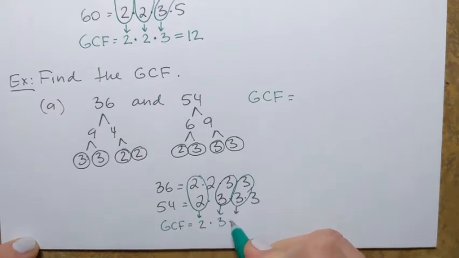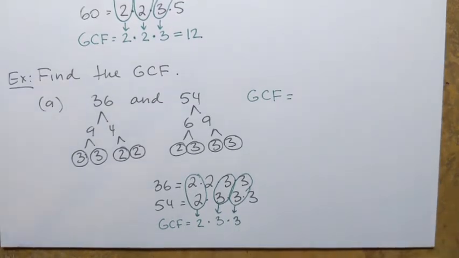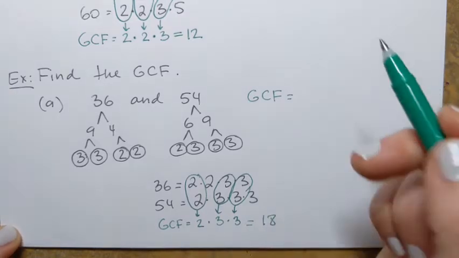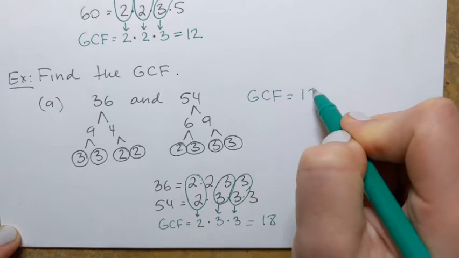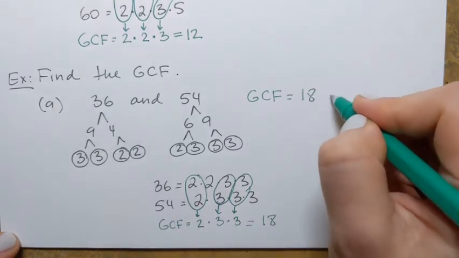But if we put them all together and multiply them out, we're going to get the largest or the greatest common factor. So that is 2 times 3, that's 6, and 6 times 3, that's 18. So maybe some of you thought about 18 from the very beginning, right? That's the largest number that divides 36 and 54. I can write it here.